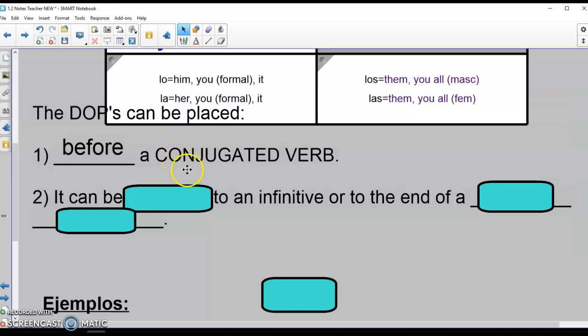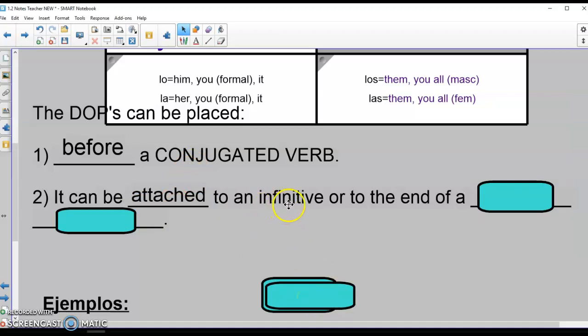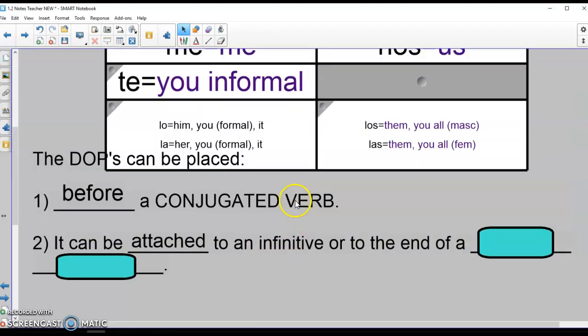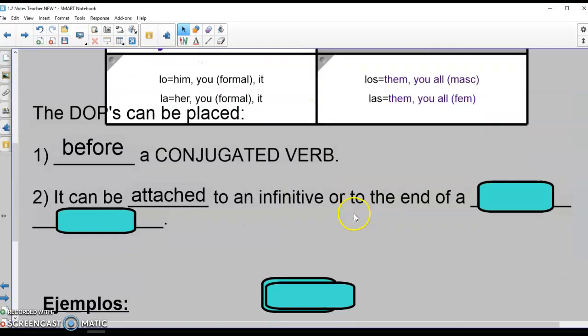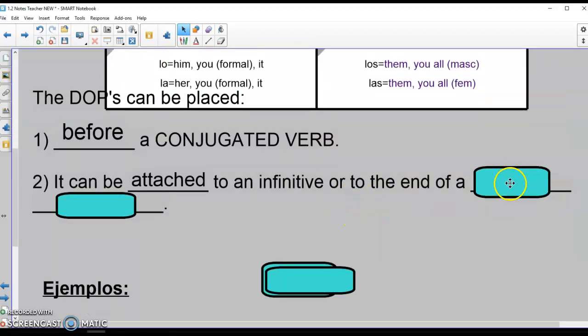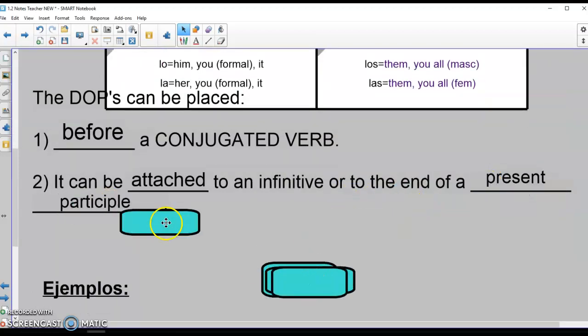But just so you know, grammatically, they can also be attached to an infinitive. So if you had an infinitive verb in the sentence, you can also attach these to the end of an infinitive. Or you can attach them to what's called a present participle. I don't want you to worry too much about that part. I may do an example or two with that, but I'm not going to ask you guys to be able to do that.